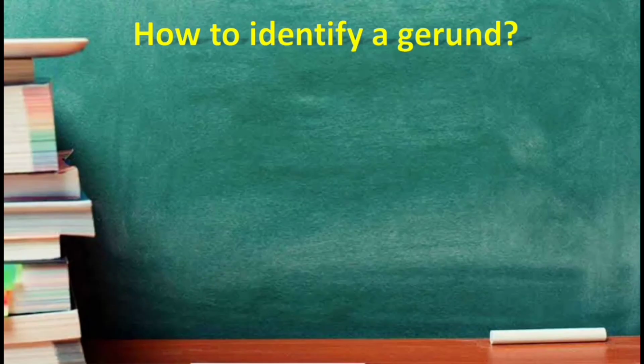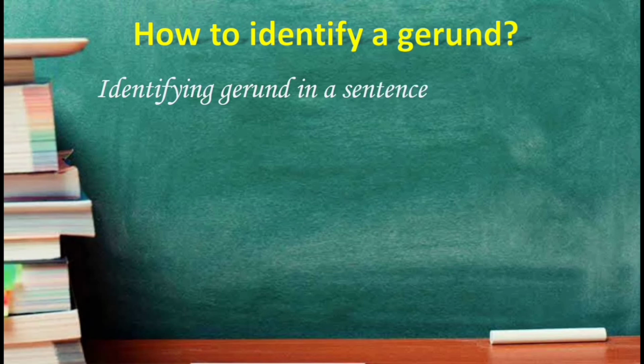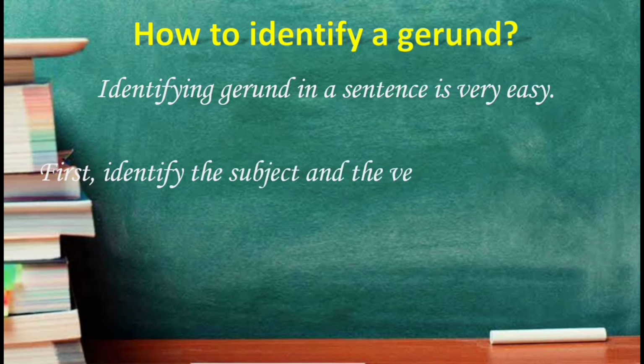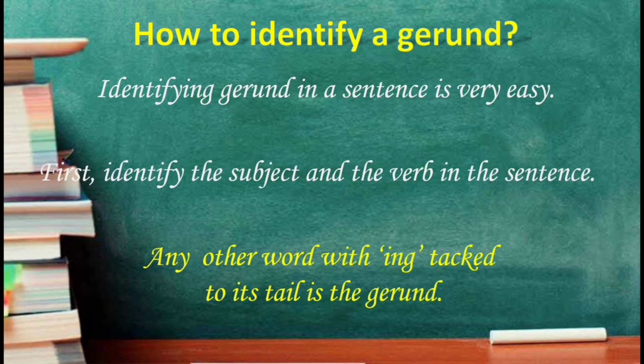So one question could be, how to identify a gerund? Identifying a gerund in a sentence is very easy. First, identify the subject and the verb in the sentence. Any other word with ing tacked to its tail is the gerund. So this is all about gerund.